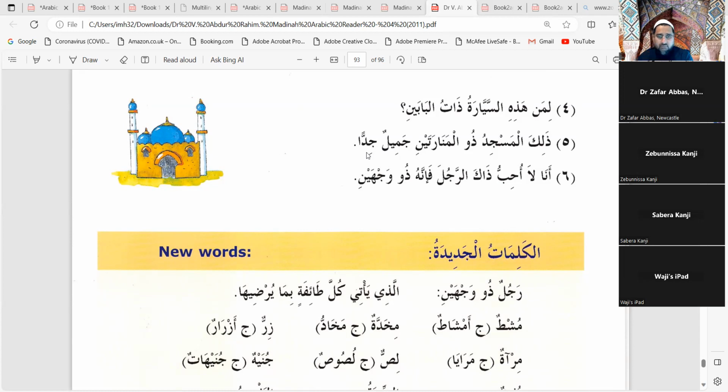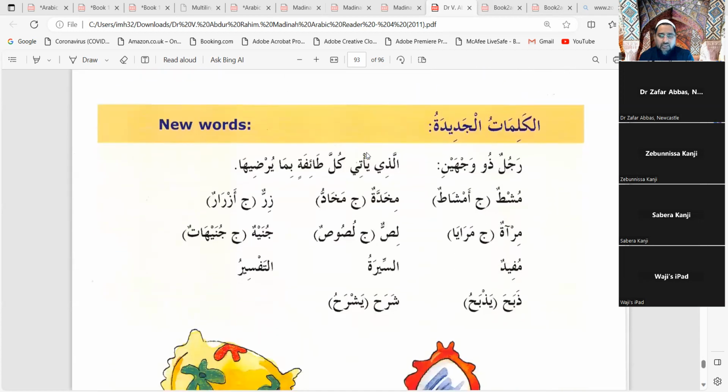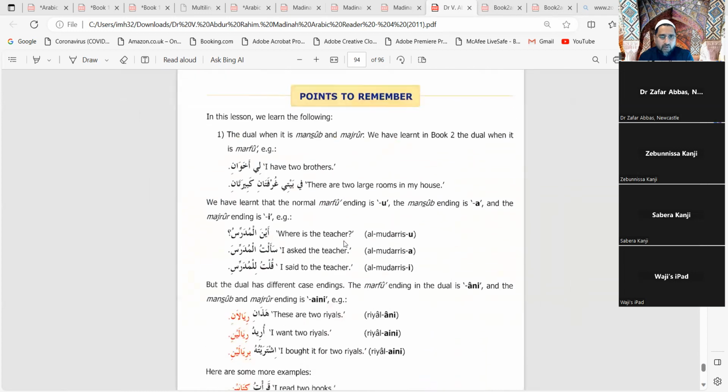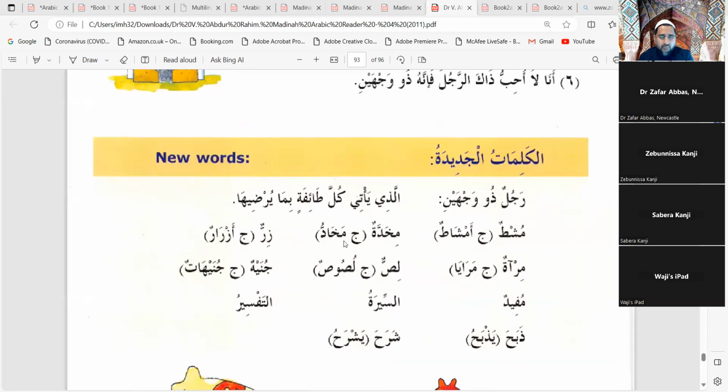I do not like that man because he is a hypocrite. Right. Sister Munira, can you do the new words? And then, alhamdulillah, we finish the book for this group as well.